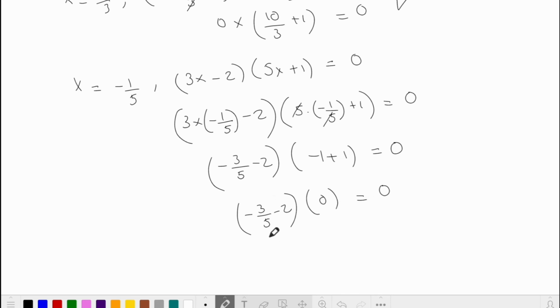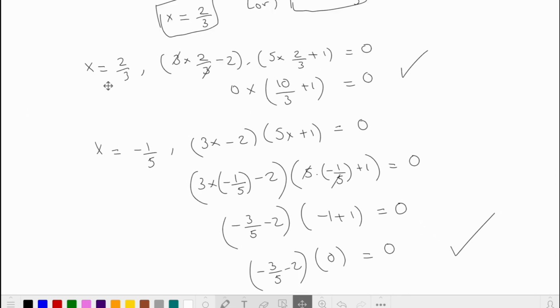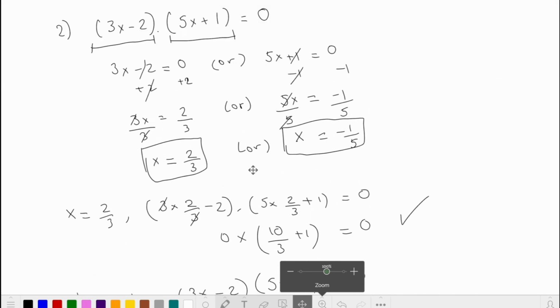And why don't I solve it here? Because I know that this term is going to be 0. So any number multiplied by 0 is 0. So it checks. So these two numbers, x is equal to 2 by 3 and x equal to negative 1 by 5, satisfy our equation 3x minus 2 times 5x plus 1 is equal to 0. I hope it makes sense for you. And now let's move on to another problem.